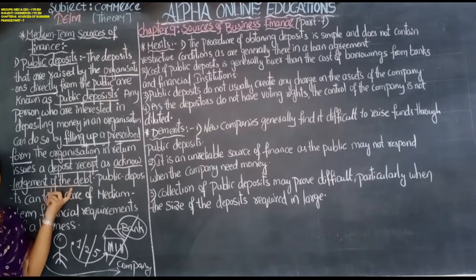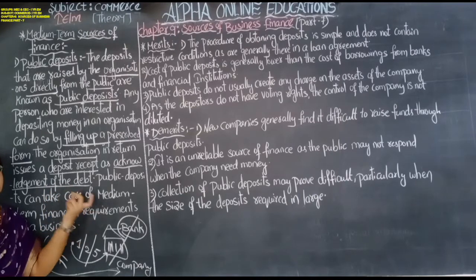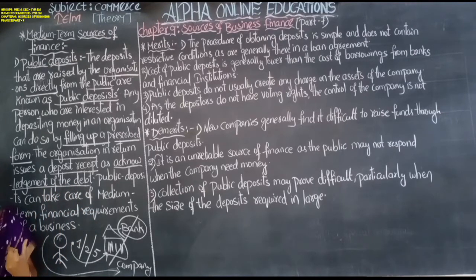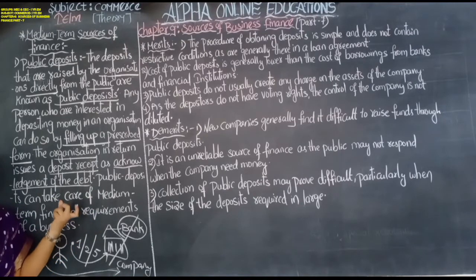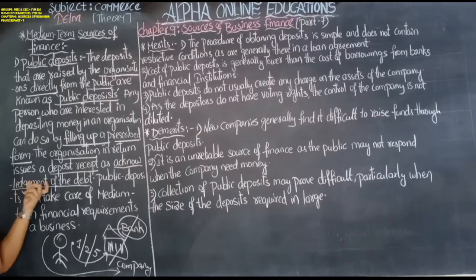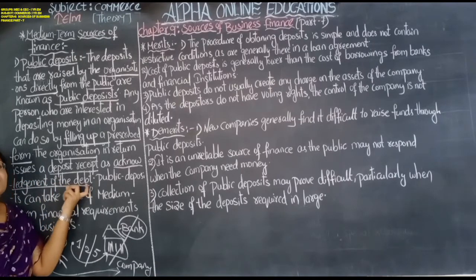Acknowledgement of the debt means the company is taking that money from the general public, who have a common interest. So the company has to give back that money to those people who want it when they want it. So it will be a debt for the company.